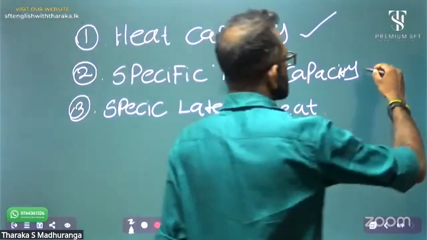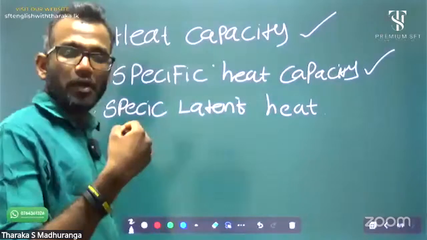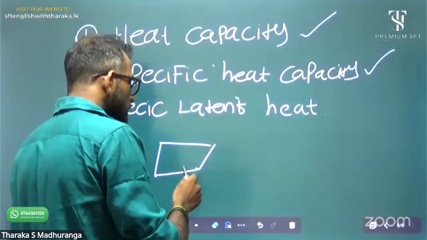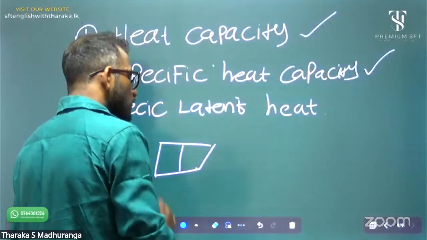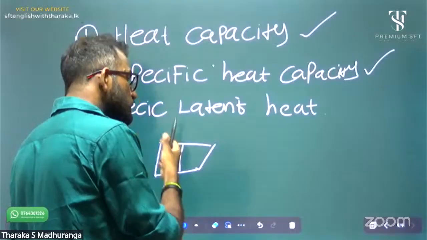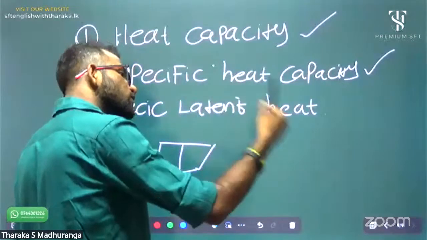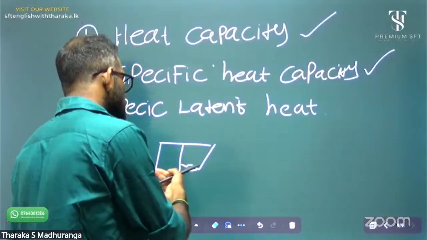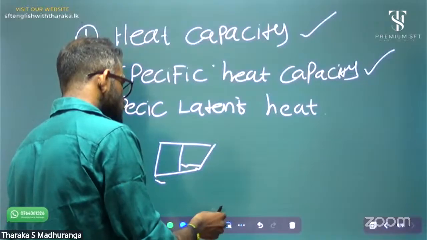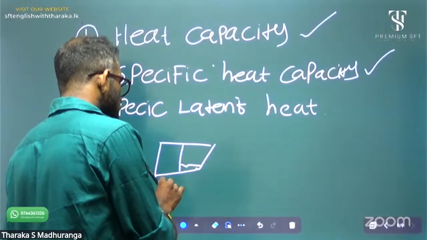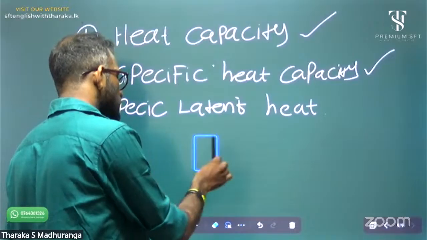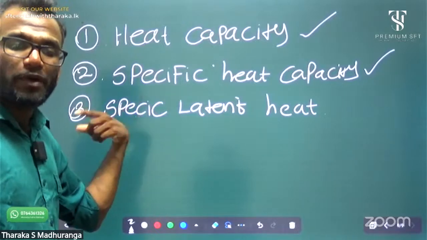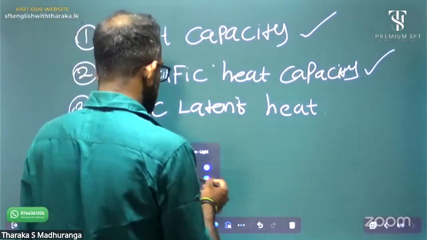What's the meaning of specific heat capacity? The amount of heat required by any material to increase its temperature by 1 degree per unit mass. If you have any object, this material, of unit mass 1 kilogram, to increase its temperature by 1 degree, the heat requirement we call the specific heat capacity.